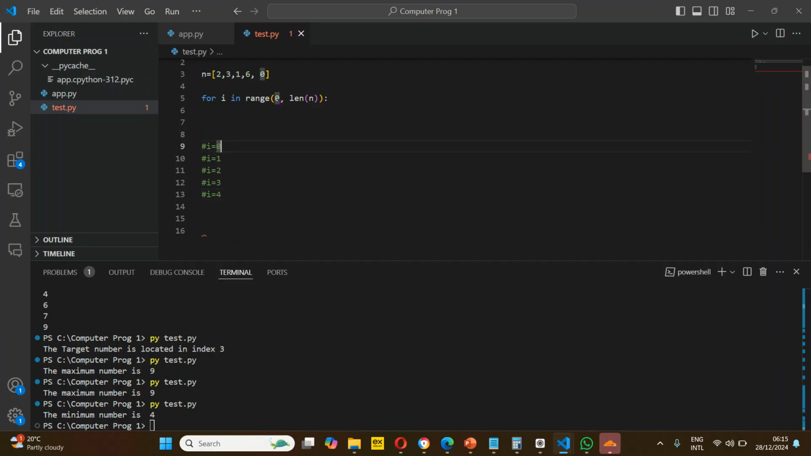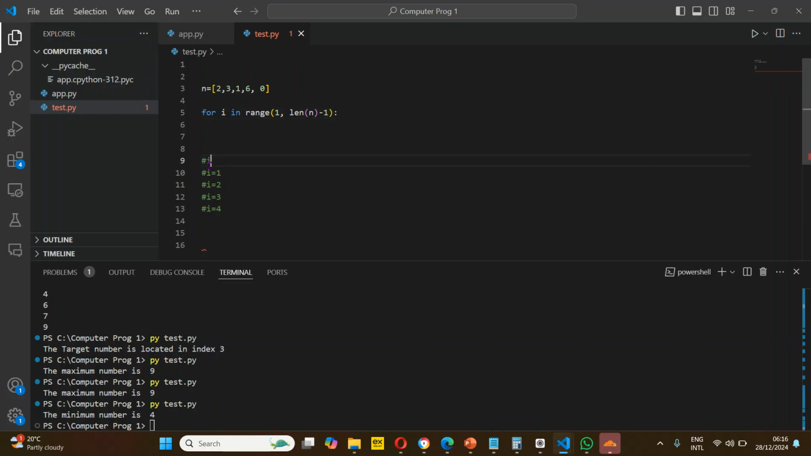So what if we say i starts from 1? What happens? It means that we are skipping the first one, and i goes 4 times. What if we say the length of n minus 1? What happens? The length of n, which is 1, 2, 3, 4, 5, is 5, and 5 minus 1 will give you 4.